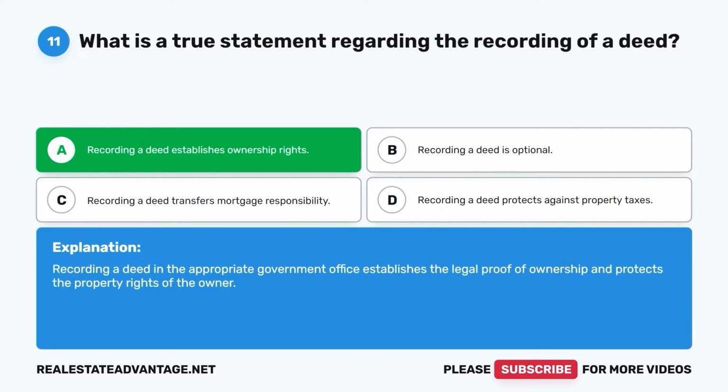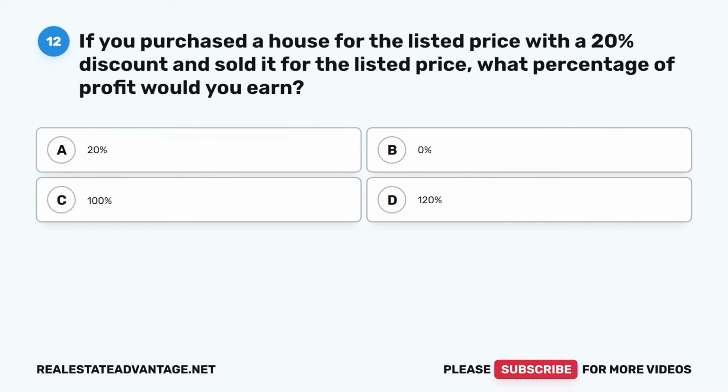Recording a deed in the appropriate government office establishes the legal proof of ownership and protects the property rights of the owner. Question 12. If you purchased a house for the listed price with a 20% discount and sold it for the listed price, what percentage of profit would you earn? A. 20%. B. 0%. C. 100%. D.